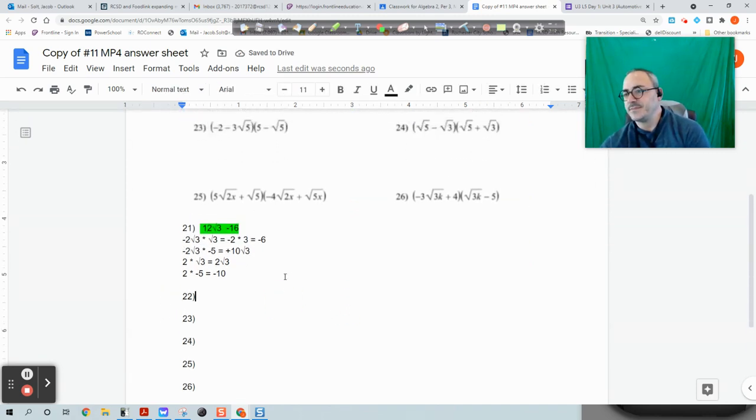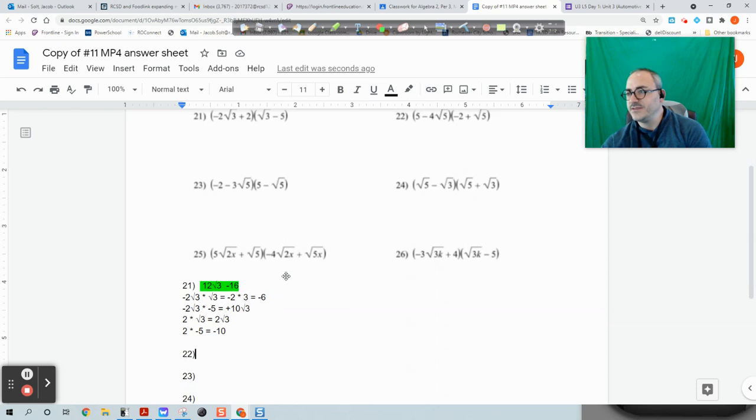All right. Number 22 now. So I'm just going to kind of do what I just did a second ago. I'm going to do 5. See the 5 here? Times negative 2. 5 times negative 2. I'll find out what that is.